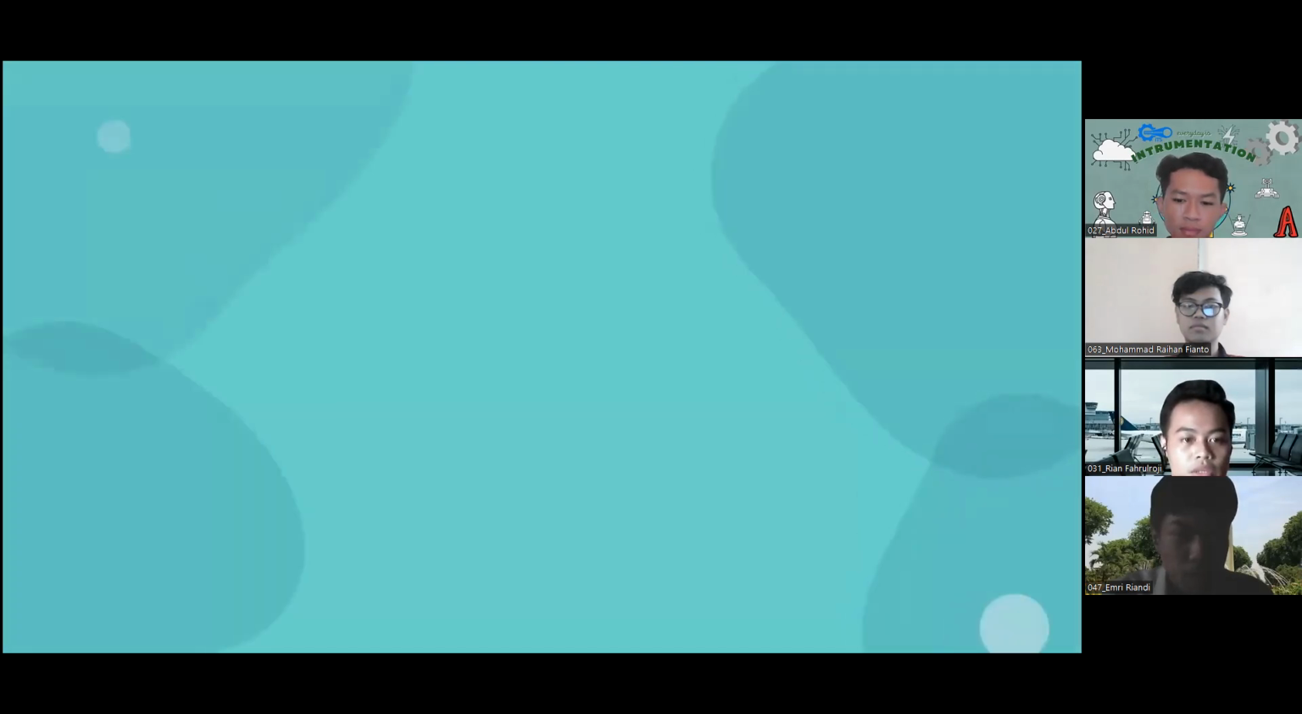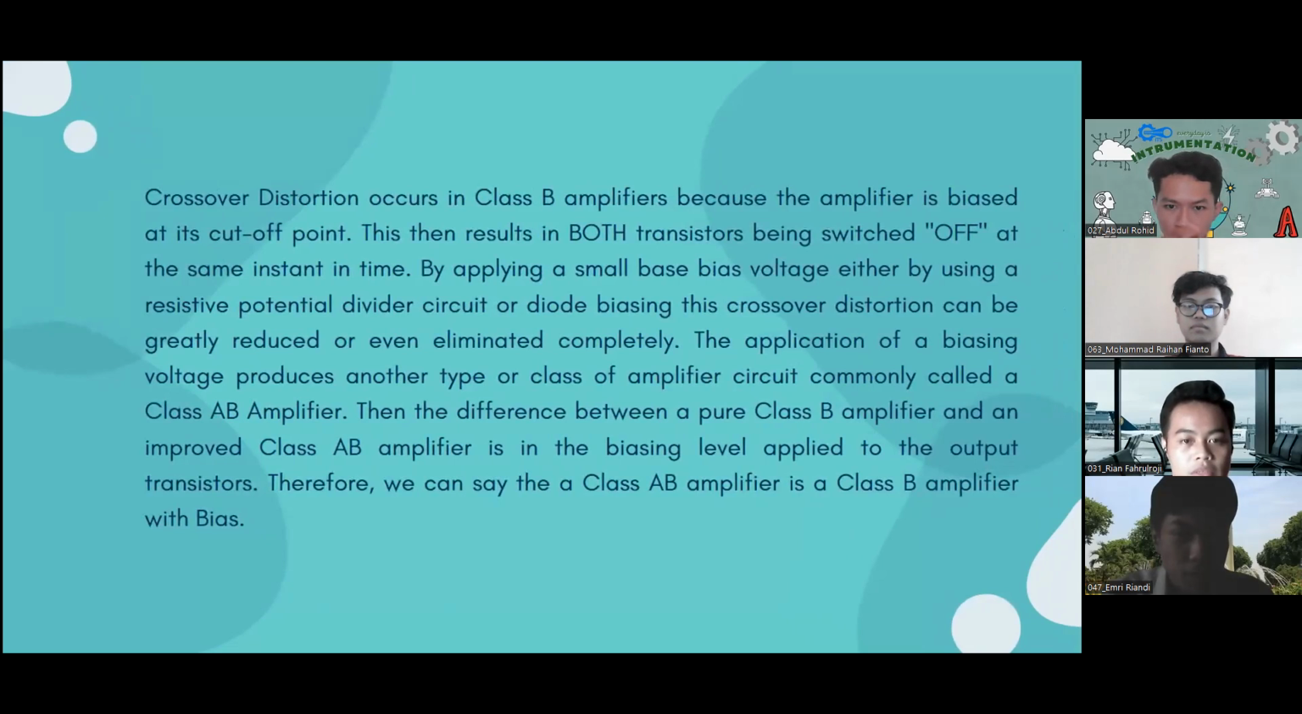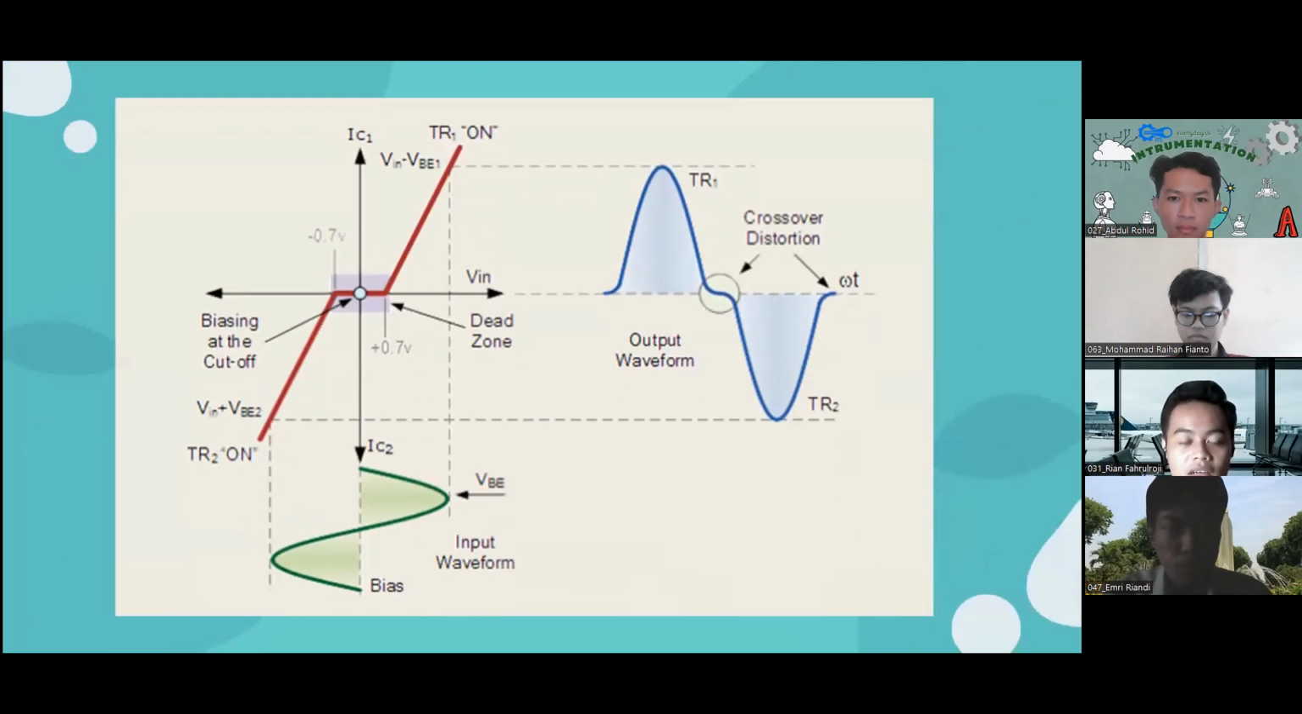In order that there should be no distortion of the output waveform, we must assume that each transistor starts conducting when its base emitter voltage rises just above zero. But we know that this is not true, because for silicon bipolar transistors, the base voltage must reach at least 0.7 volt before the transistor starts to conduct, thereby producing this flat spot. We can see, excuse me, the previous page, please. In this graph, we can see that this rectangular area in the middle of the red graph, we call it the dead zone. Okay, next.